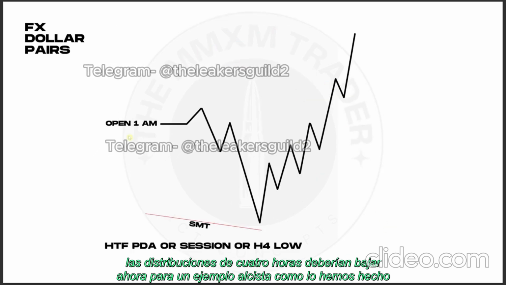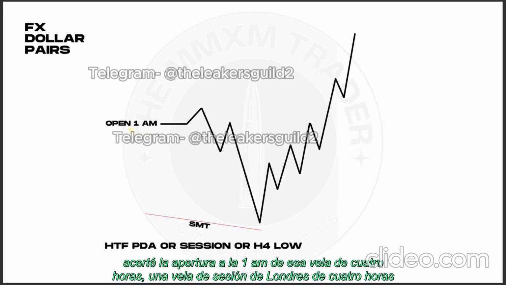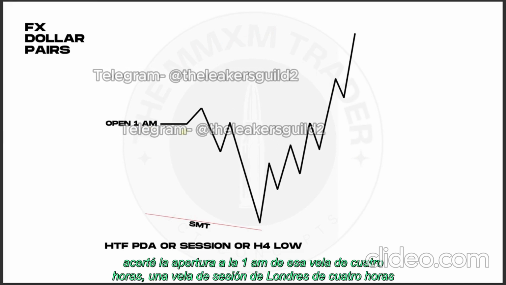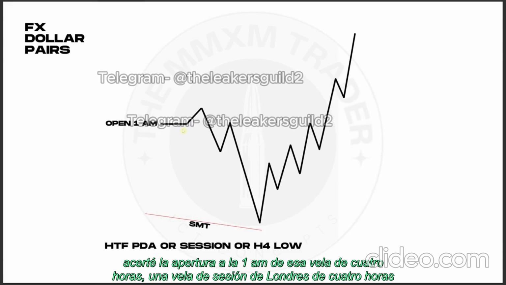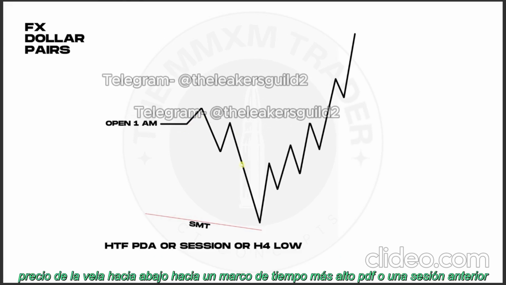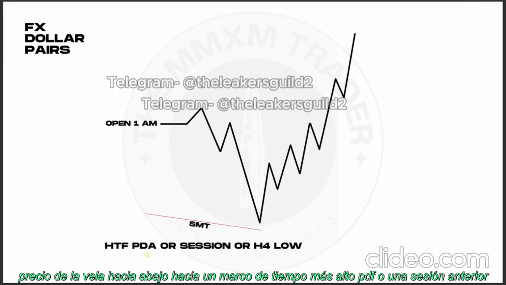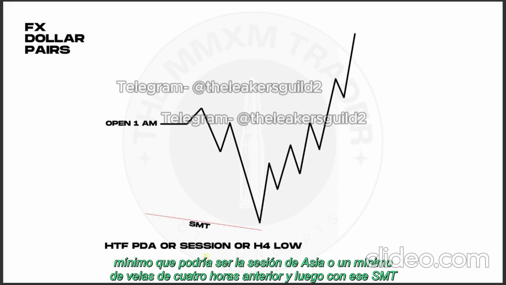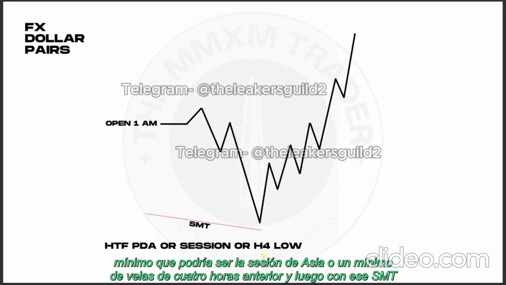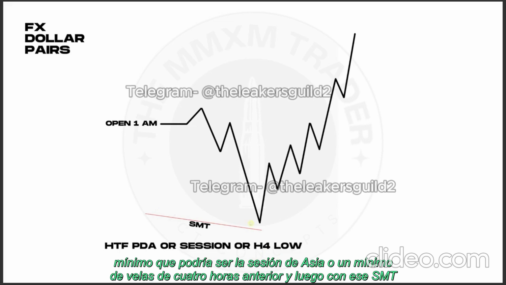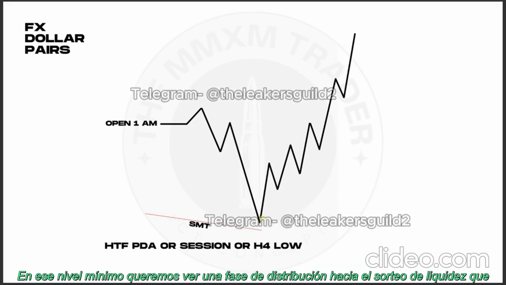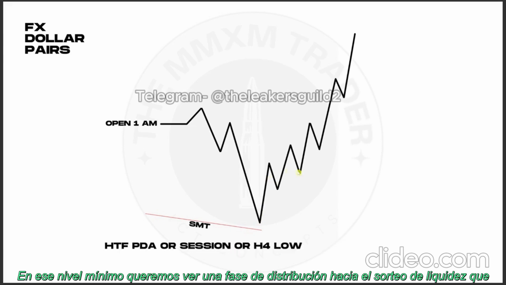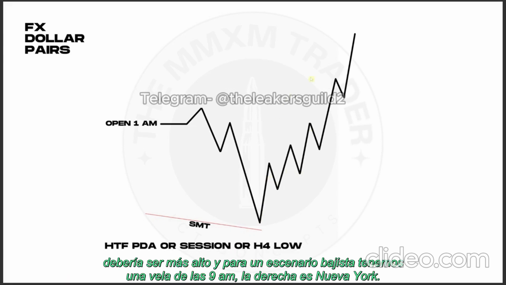Now for a bullish example, right, we've got the 1 a.m. opening of that 4-hour candle, right, the London session 4-hour candle, price trades down lower into either a higher time frame PD array or a previous session low, which could be Asia session, or a previous 4-hour candle's low, and then with that SMT on that low, we want to see a distribution phase happen towards the draw on liquidity, which should be higher.